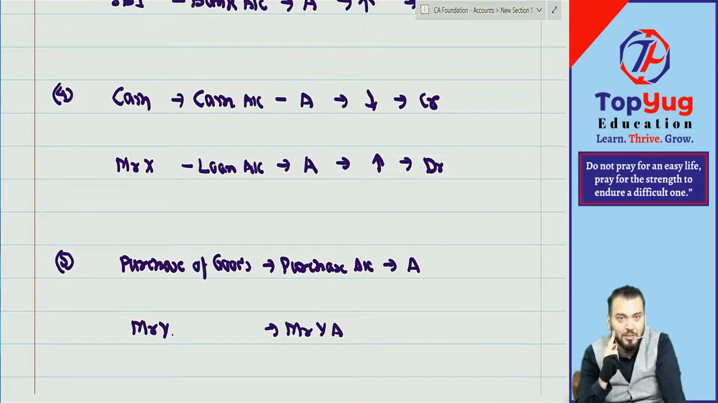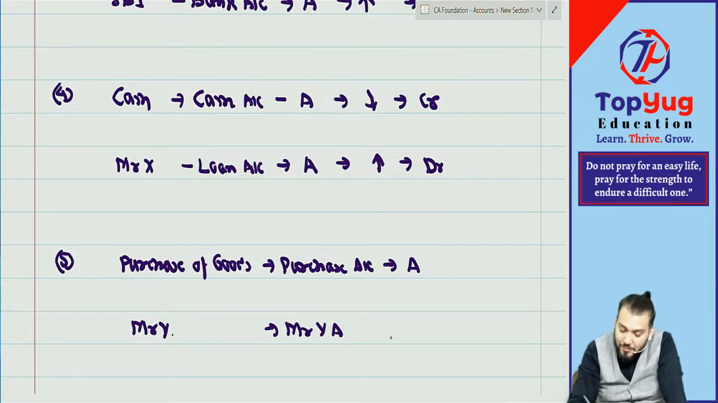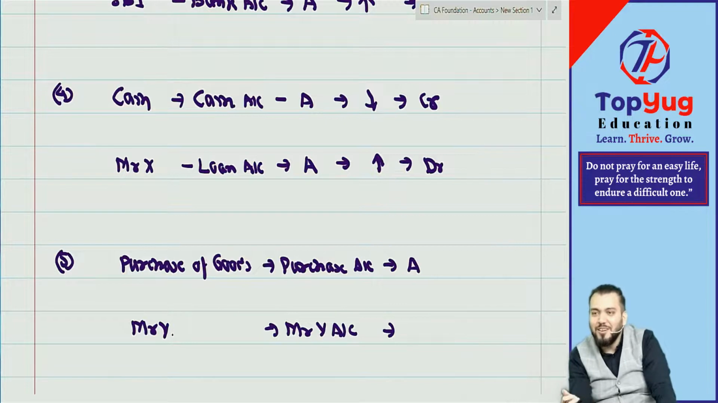Remove whatever you have done in your past. I know you have done nominal account only. Purchase account you have done as a nominal account in your childhood. Then why are you saying expense? Leave that. Purchase account is an asset. We purchase goods. Goods is what? Asset only. Correct. Mr. Y account is what? Personal account. Okay. Now we are into modern rules.